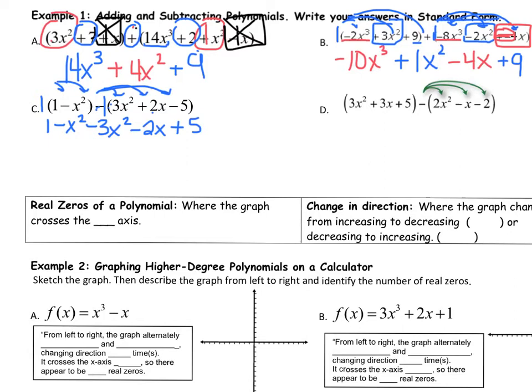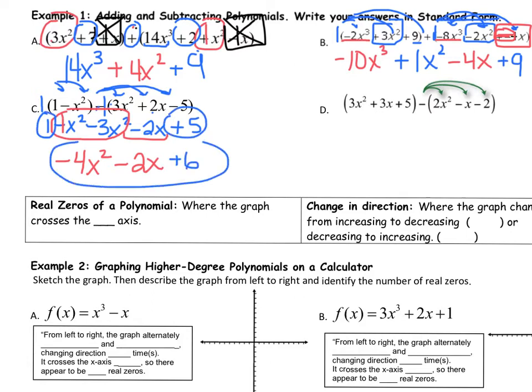Now we can combine like terms. So we can put the x squareds together. Negative 1 minus 3 is negative 4x squareds. Next we have the minus 2x. There aren't any other x's. And last we have 1 plus 5, which is 6. And that's it. On D, we'll do the same thing.